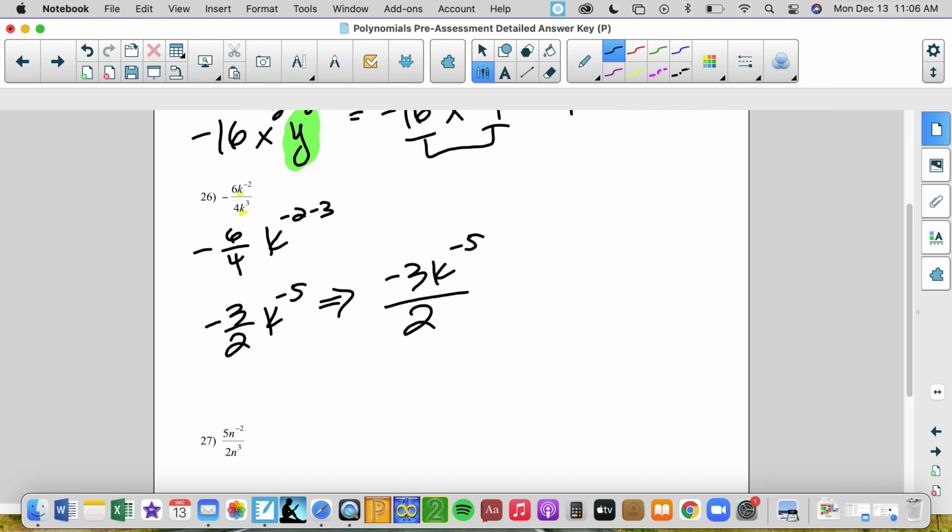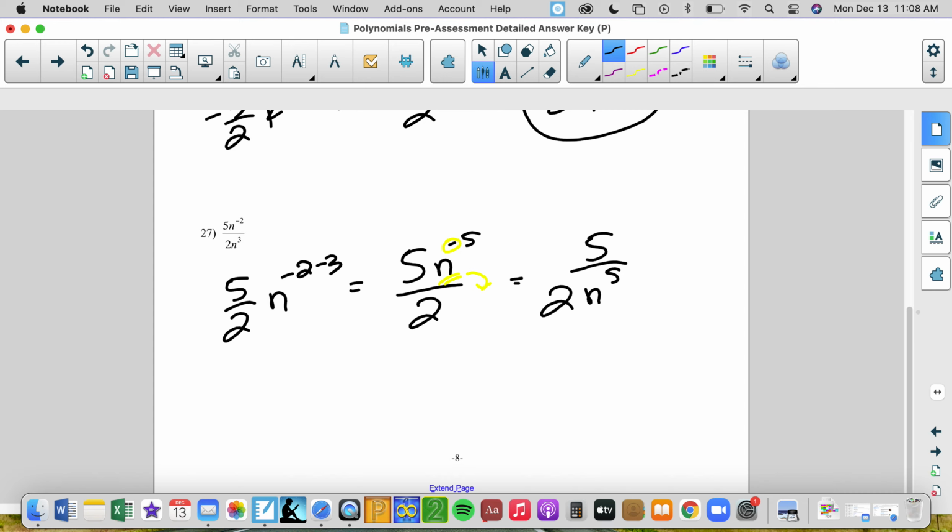We have our coefficients, 5/2, can't be simplified. We have n to the negative 2 minus 3. That gives me 5n to the negative 5 over 2. I need to get rid of that negative exponent again. So this base is going to go down into the denominator. 5 stays in the numerator, 2n to the 5th. And that would be our final solution.